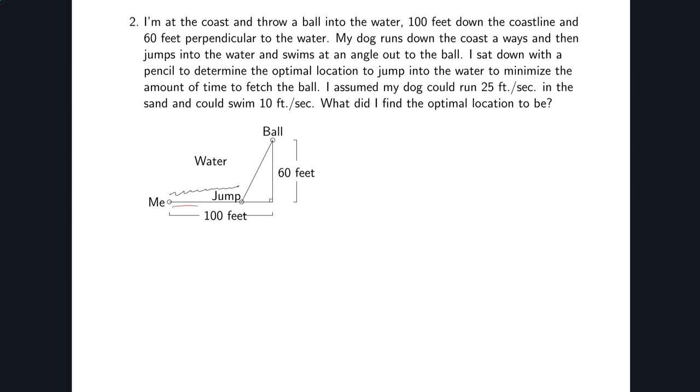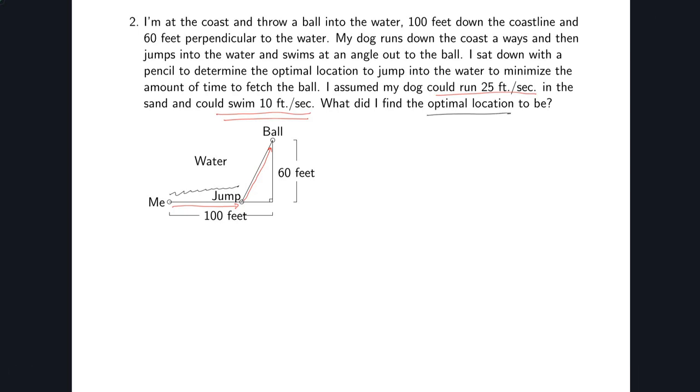They run partway down, and then they jump in the water, and then they swim out to the ball. So they're trying to get as much distance out of the way while running on the sand, because they can run faster than they can swim, but they're not going to run all the way to a 90-degree angle. They're going to intuitively say, this is a good spot to jump in and overall get to the ball the fastest. And we're going to assume that the dog can run 25 feet per second in the sand and can swim 10 feet per second. So those are some important values here.